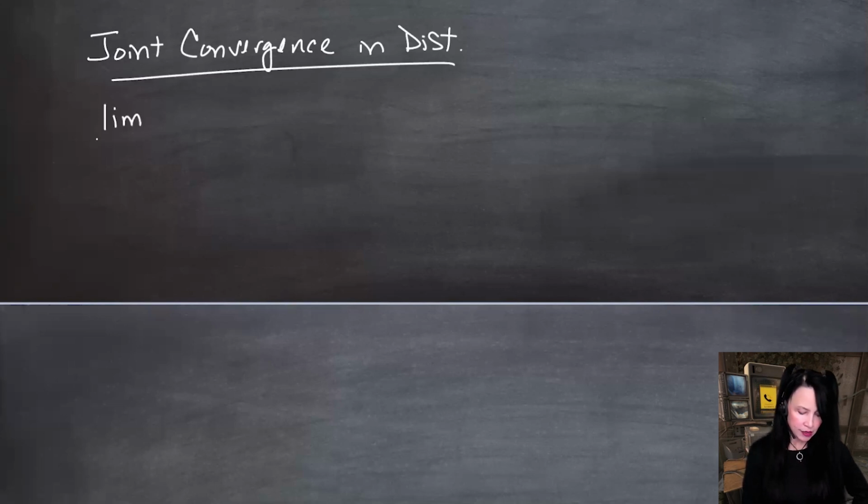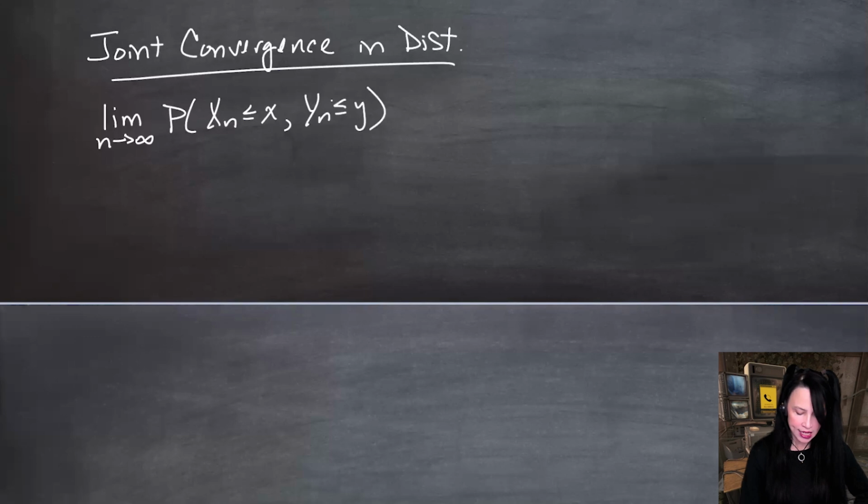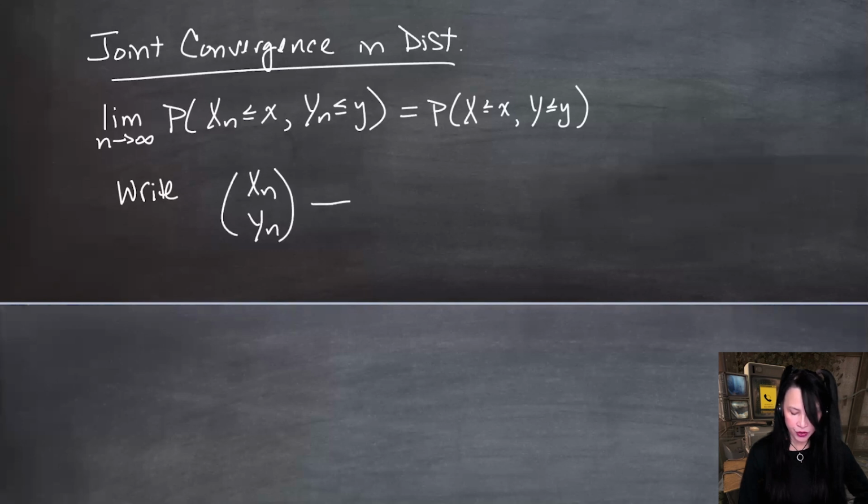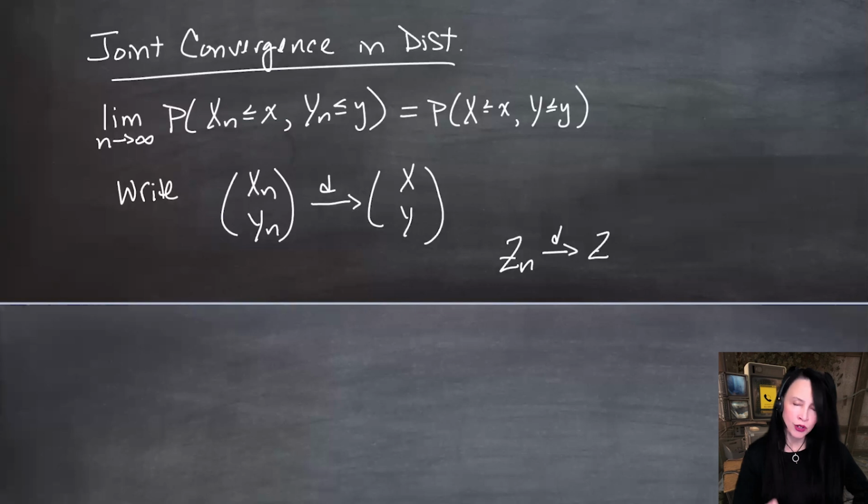So we're going to say the limit as n goes to infinity of the joint probability that Xn is less than or equal to x, comma, Yn is less than or equal to y, needs to go to the joint probability that X is less than or equal to x and Y is less than or equal to y. In this case, we write (Xn, Yn) as a vector converges in distribution to (X, Y), or maybe you'll see this written as Zn converges in distribution to Z, where Zn has been defined to be a two-dimensional random vector.